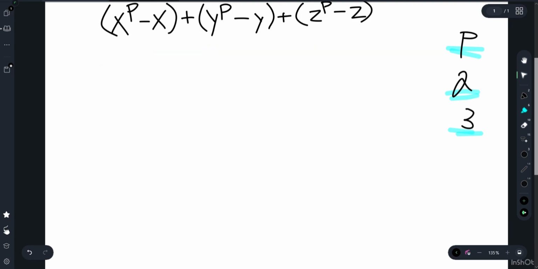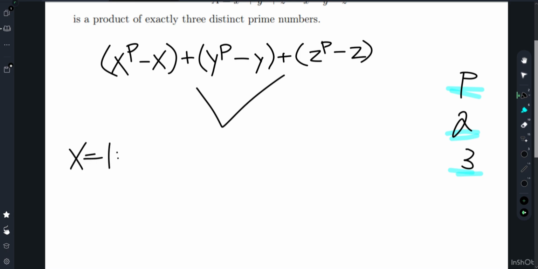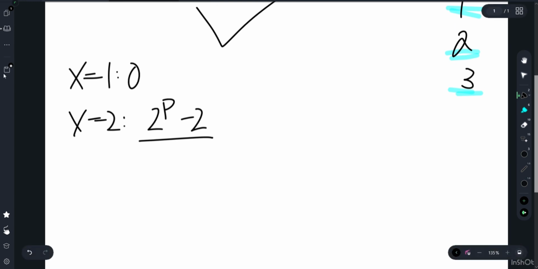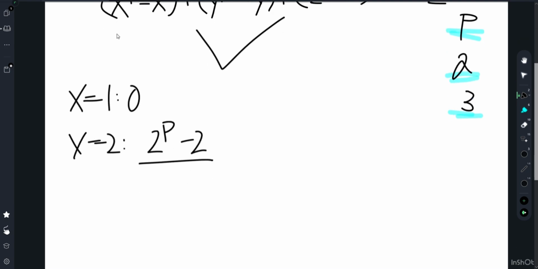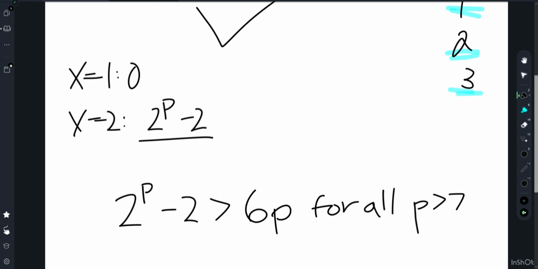And so this expression, we notice that, for example, if x equals 1, then obviously it's 0. If x equals 2, then it's 2 to the p minus 2. So this expression is at least 2 to the p minus 2. This is the smallest value you can possibly take on. And so let's set this as greater than or equal to 2 to the p minus 2. So what we want to prove is that 2 to the p minus 2 is greater than 6p for all p greater than 7.